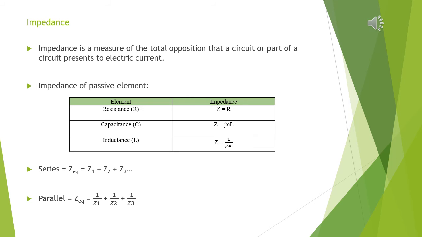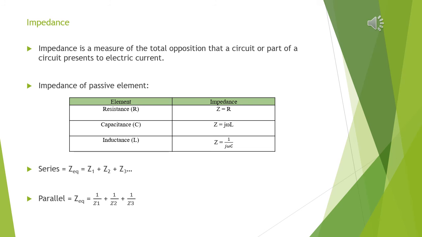What is impedance? Impedance is a measure of the total opposition that a circuit or part of a circuit presents to electric current. Impedance for passive element: resistance Z equal to R, capacitance Z equal to 1 over J omega C, inductance Z equal to J omega L.